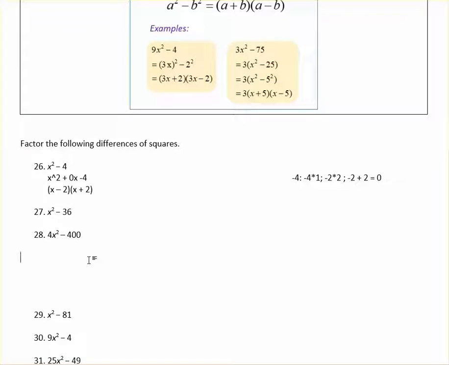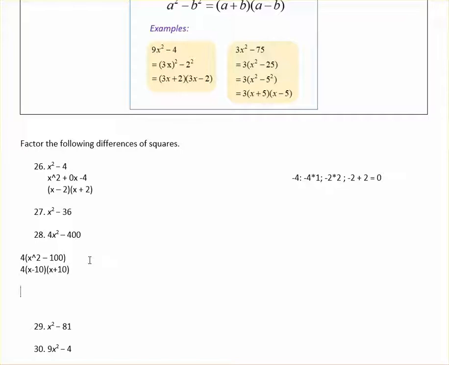We could start by factoring out the greatest common factor, which is 4. And then we could say this is x squared minus 100. And then we have a perfect square minus a perfect square. So when you have a perfect square minus a perfect square, you can use this formula that says you can take x minus 10, and in the second parentheses, x plus 10.